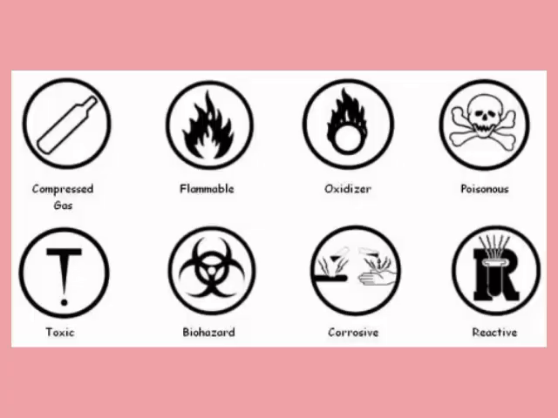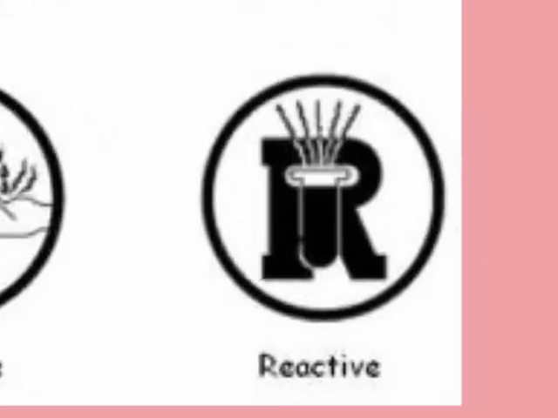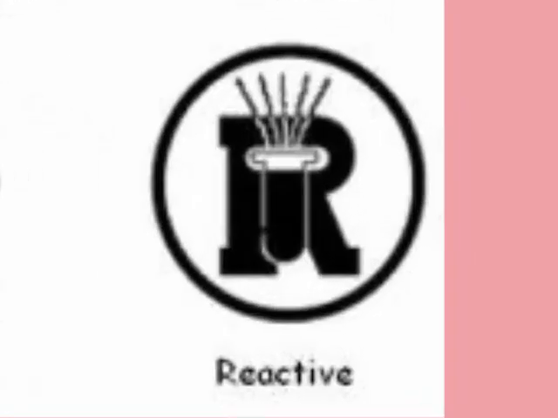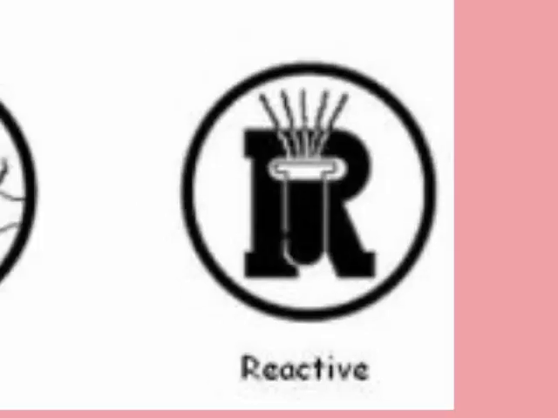And finally, Class F. These are dangerously reactive materials. These are materials that will react violently under certain conditions. They will react really quickly and it will be out of control. So that's dangerously reactive materials.